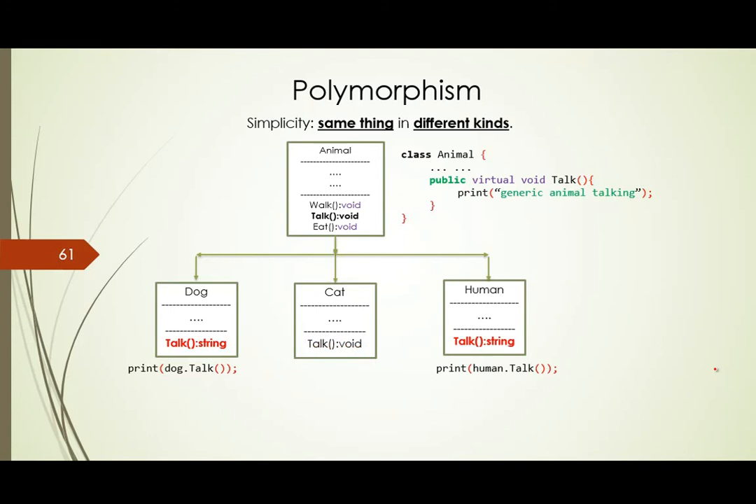Let's say I didn't override the talk method for a class. It's a void method and already has a print, so we don't have to put it in a print. We just say cat.talk. When we call that method, it will print out the generic animal talking. That's it.